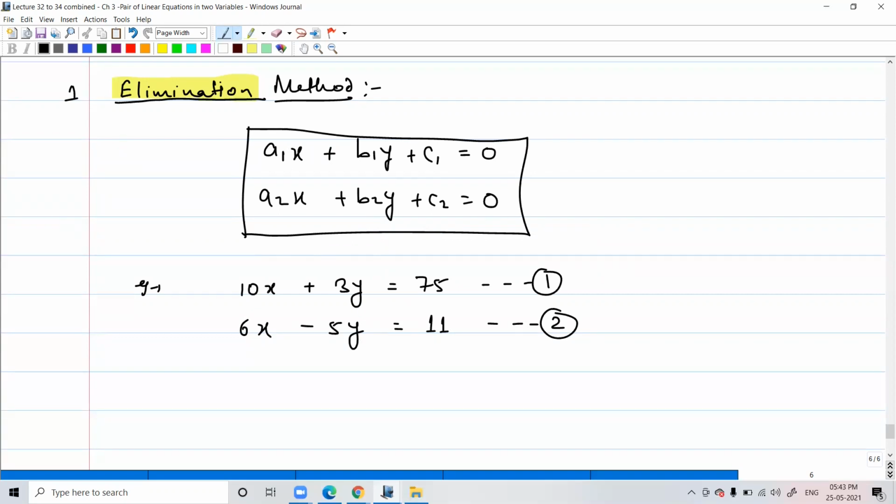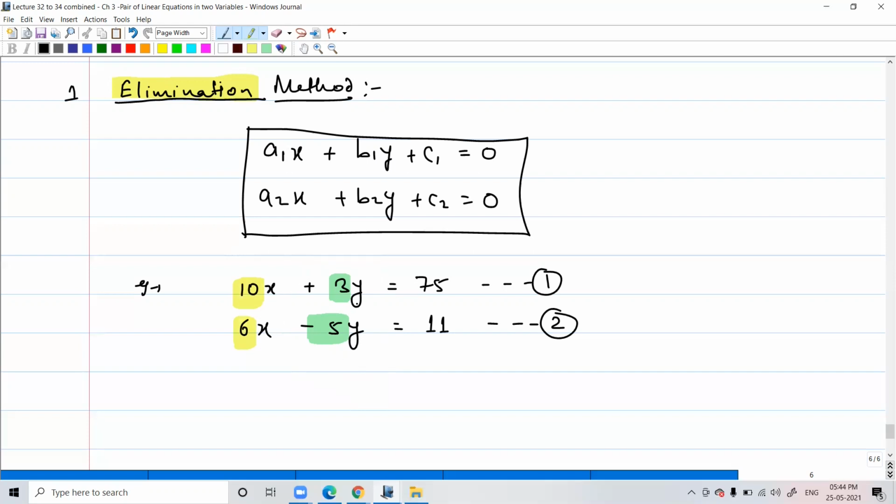So in this example, you can look at the coefficients. The coefficient of x in the first equation is 10, here it is 6. And the coefficient of y is 3 and minus 5. If you want to use the elimination method, I would recommend that you choose the pair which has smaller numbers. So here it is 10 and 6, here it is 3 and 5. I would prefer to eliminate y, and you will understand why I am saying to choose eliminating y.